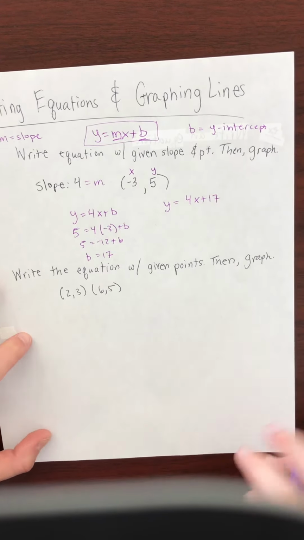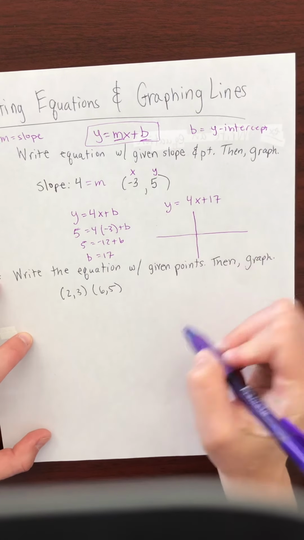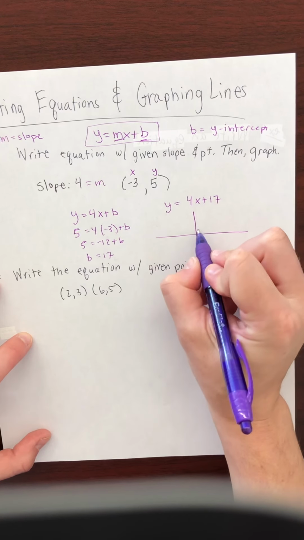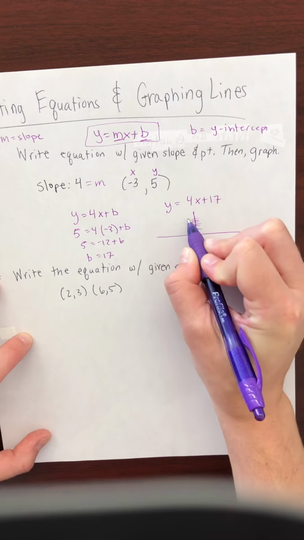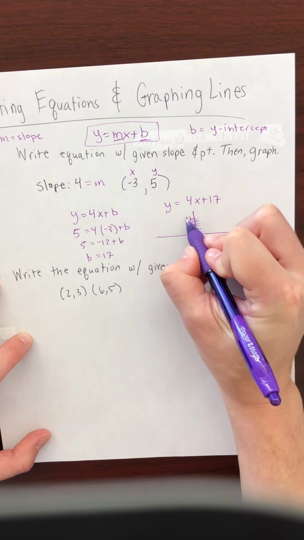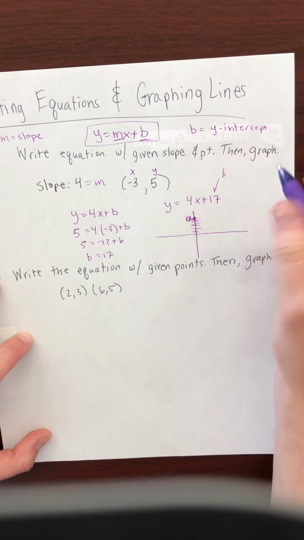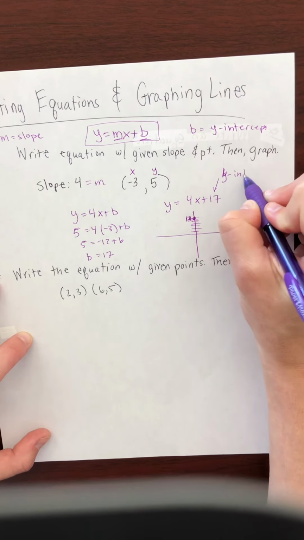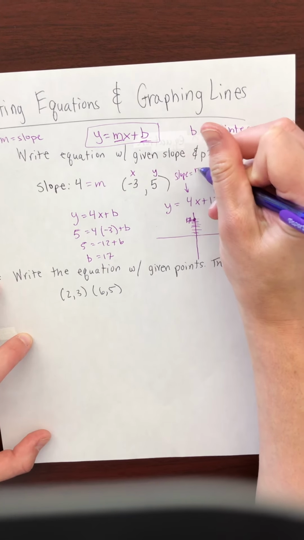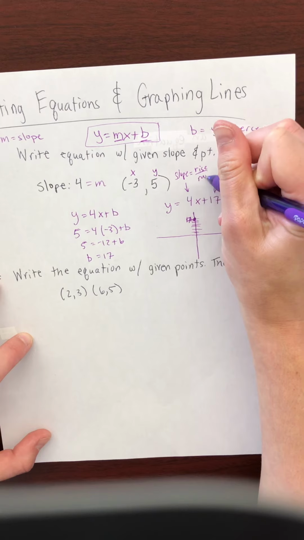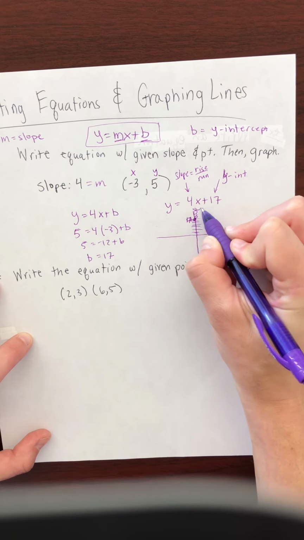Now we're going to graph. Again, you're just sketching. Don't make it too intense. So you would be up here at 17. Okay, so there's 17. You make a dot. That's your y-intercept. And then here's your slope, which is rise over run. So I rise 4 and I run 1.